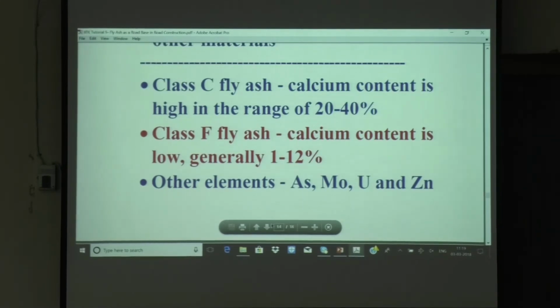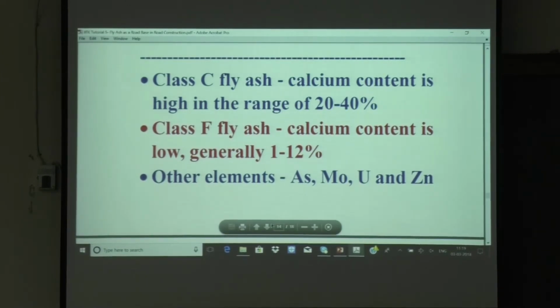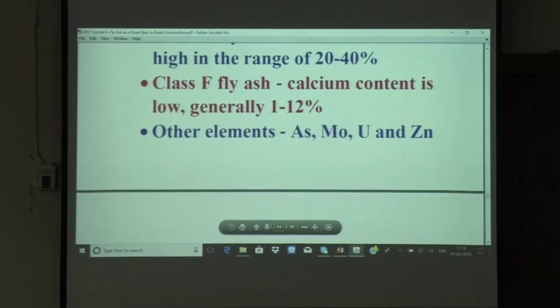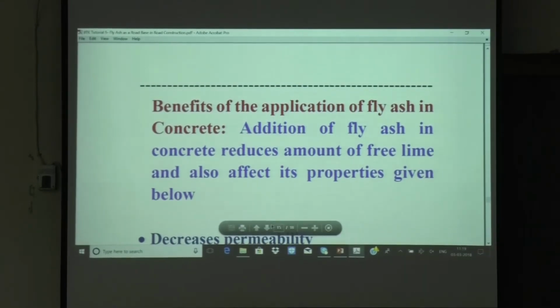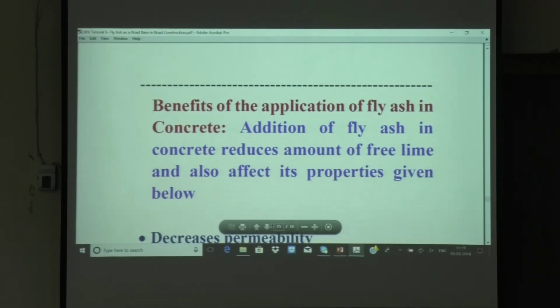Class C fly ash, where the calcium content is high, in the range of 20 to 28%. Class F fly ash, where the calcium content is low, generally 1 to 12%. And there can be other elements in some particular fly ash, like As, Mo, U, and Zn. Now, the benefits of application of fly ash in concrete is a very valuable area, and there is no end to increasing this application.